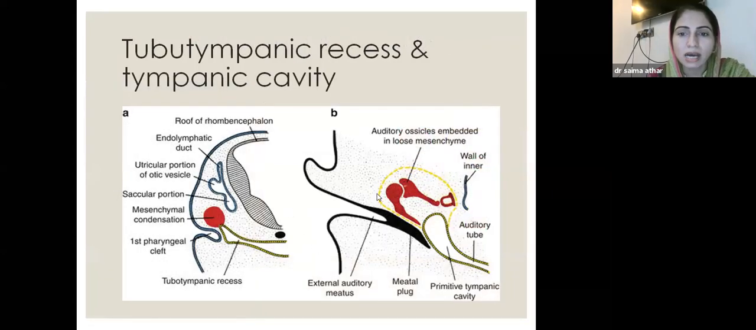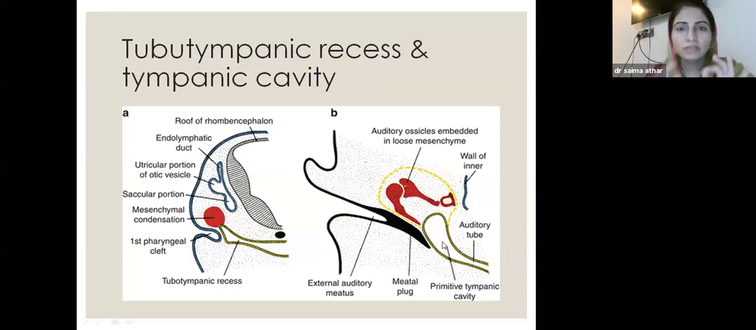Now, how is the middle ear developed? I told you the middle ear cavity and eustachian tube develop from the first pharyngeal pouch, but the ossicles and the muscles develop from the arches. The first pharyngeal arch, I am coming to the ossicles later on. First let us discuss the development of the cavity.